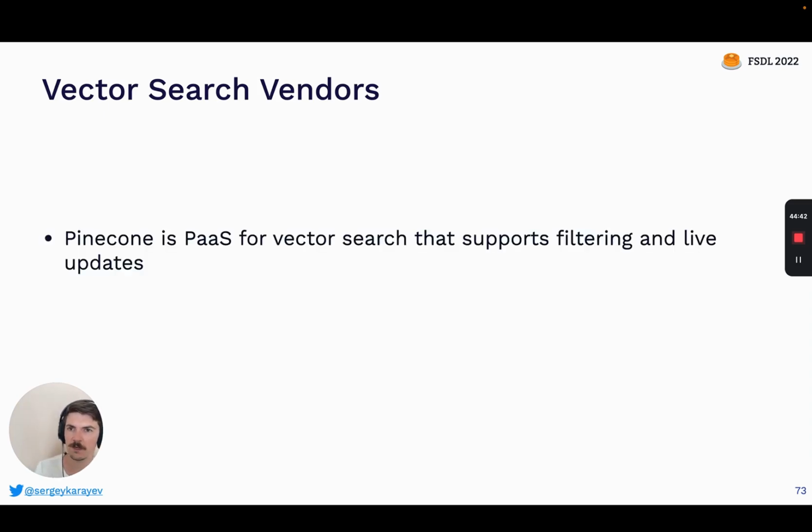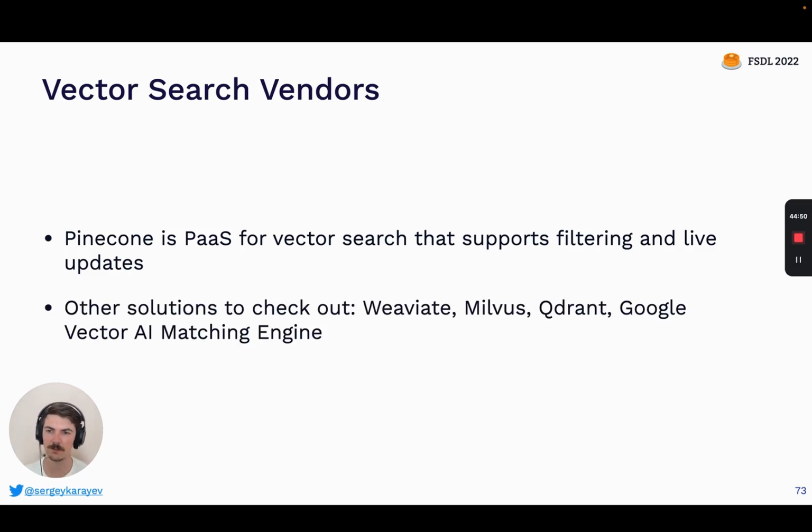There's also vendors for vector search. So Pinecone is platform as a service for vector search. It supports filtering, which is nice, and live updates, which Faiss, for example, does not. And then there's some other ones like Weaviate, Milvus, Qdrant, Google Vertex AI Matching Engine. Maybe Amazon has one. So if you're interested in the space, check out these vendors and make your decision.